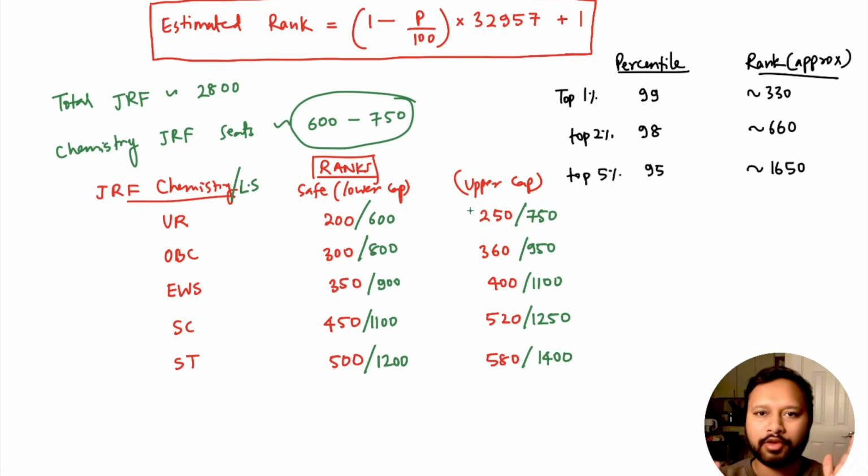Upper cap means this gives you a range. If your rank is better than this, this will be true if the seats are more for JRF, if the seats exceed 2800. If the seats remain around this, then the lower cap will work. So this is purely statistics. This is purely data analysis which I have done.